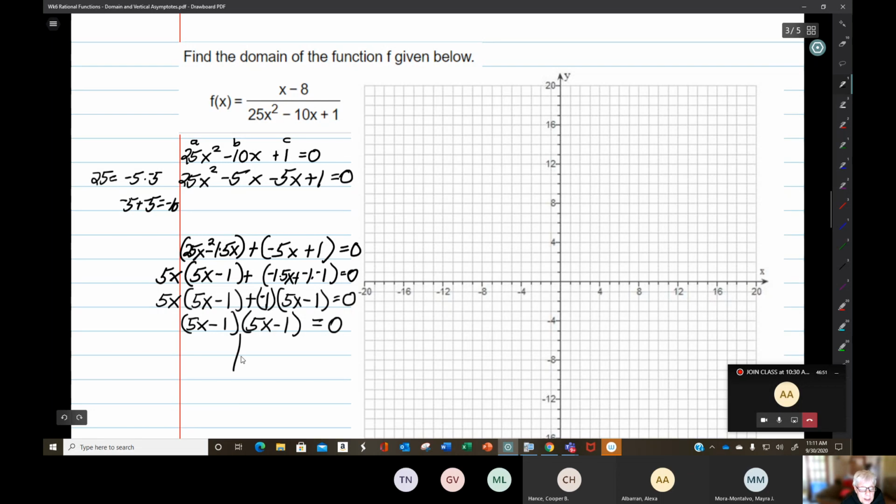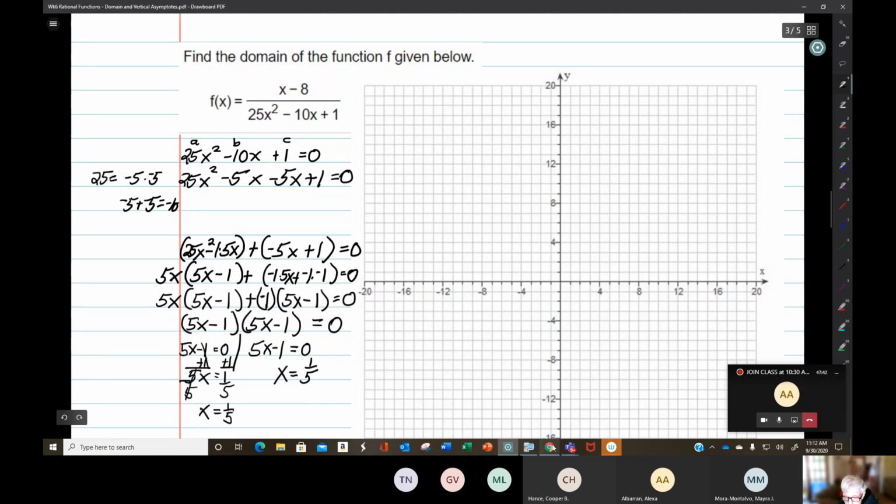Now we set each factor equal to 0. 5x minus 1 equals 0. They're exactly the same, so you really only have to do this to one of them. Add 1 to both sides. 5x equals 1, and divide by 5 on both sides. X equals positive 1/5. And we'll get the same answer over here. X equals positive 1/5.